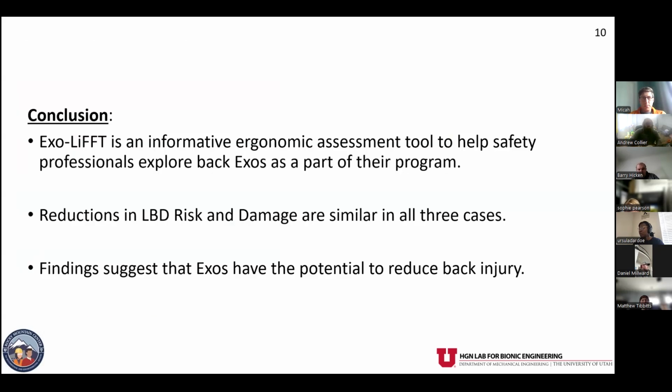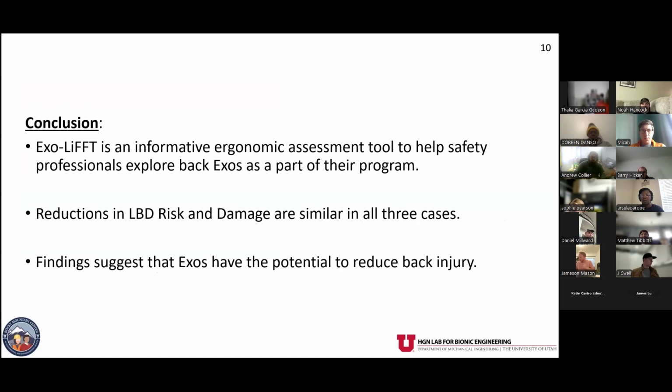So in conclusion, this paper concluded that they think this ExoLift assessment tool is pretty informative, and it could potentially help safety professionals explore more into back exos as being part of their programs. And they saw that the reductions in both risk and damage were very similar.